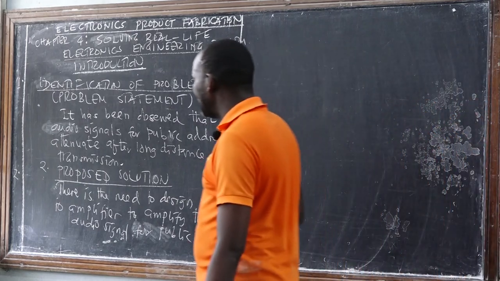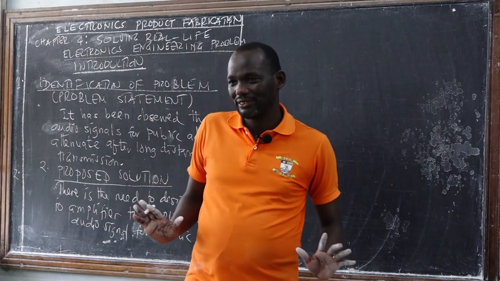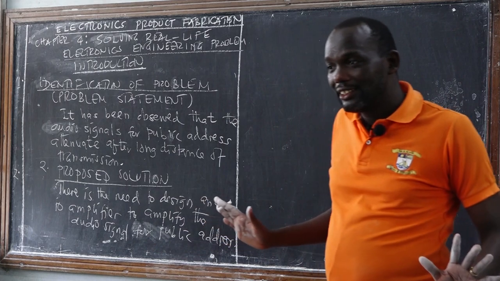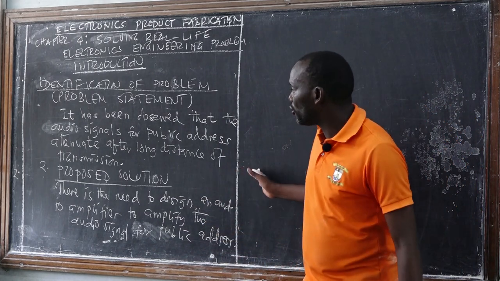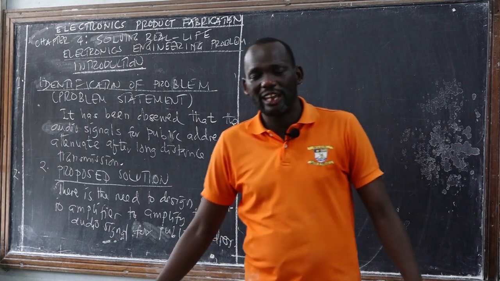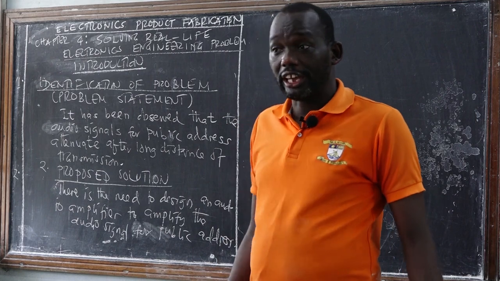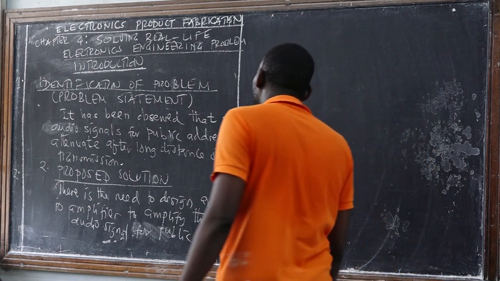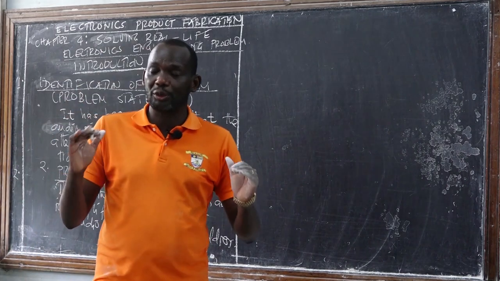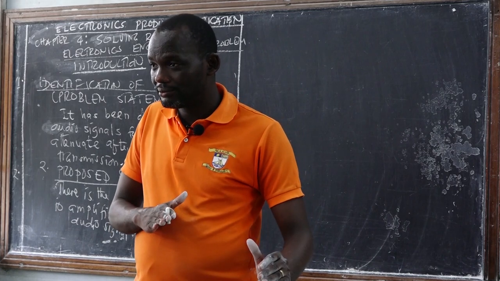Okay, so this is the proposed solution. You see, the proposed solution is just one sentence and should be clear. Because there is a problem of communicating the audio signal to the public address, we have to design the amplifier that will boost the audio. So this we call the main objective. We develop the specific objectives from the detailed block diagram.